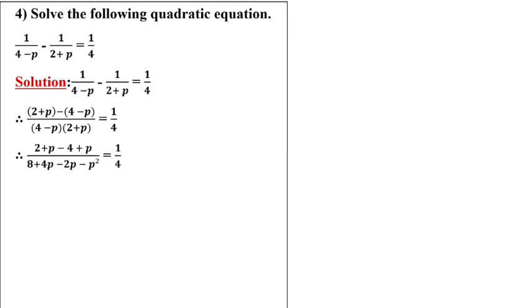We will open the bracket. What we get? 2 plus p minus 4 minus plus p. In the below one we get 4 twos are 8 plus 4 into p, 4p, minus p into 2 is minus 2p, minus plus minus p into p is p square.